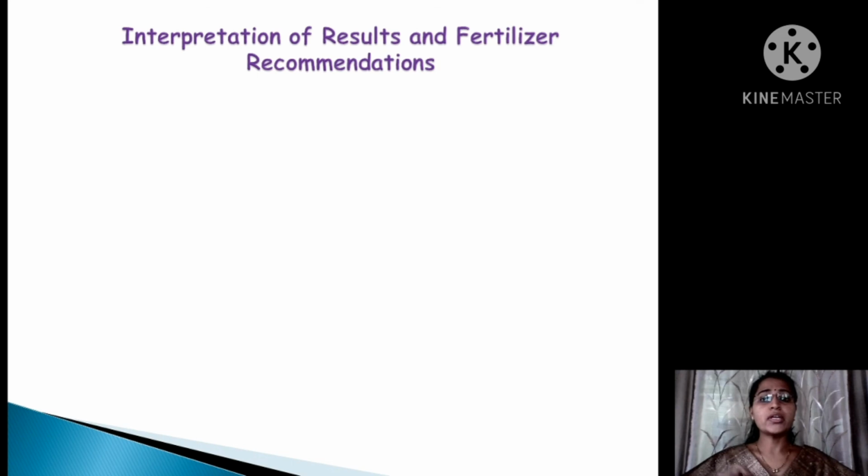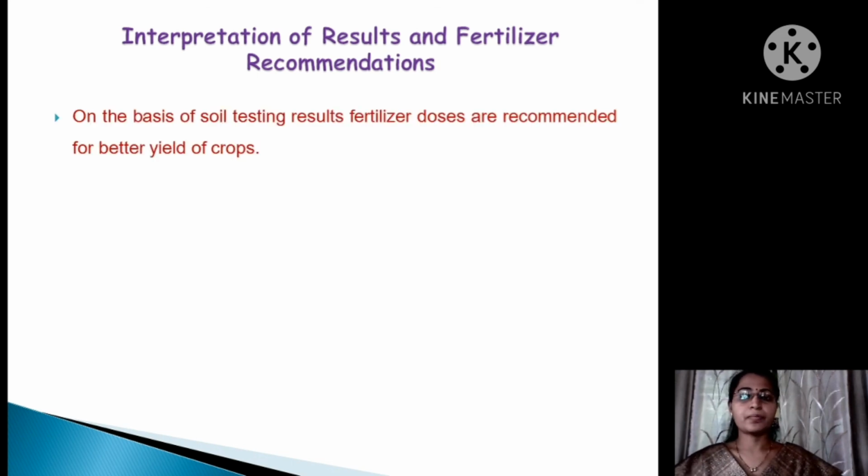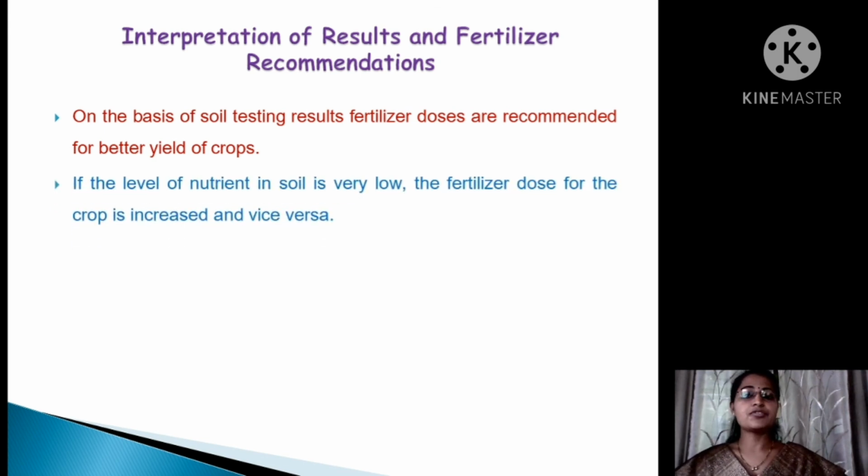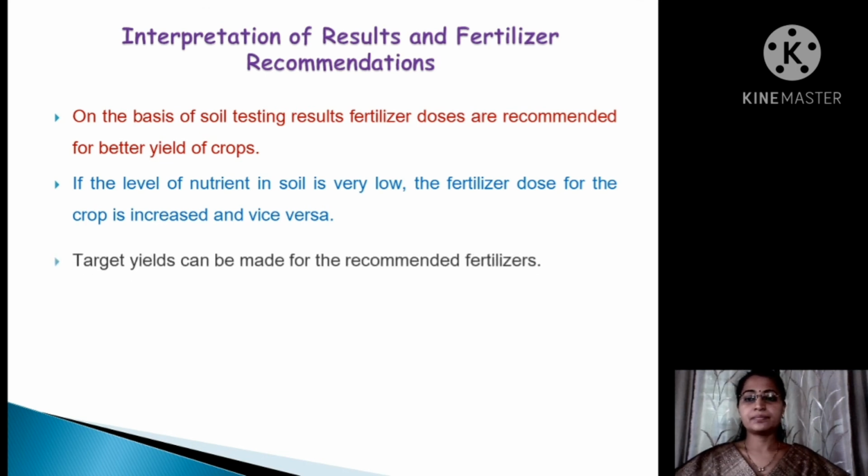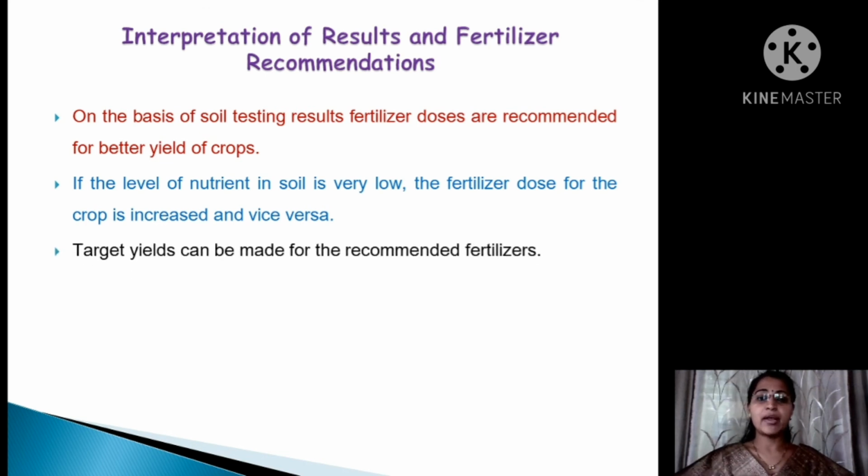Then we go for interpretation of results and fertilizer recommendations. On the basis of soil testing results, fertilizer doses are recommended for better yield of crops. If the level of nutrient in soil is very low, the fertilizer dose for the crop is increased and vice versa. Target yields can be made for the recommended fertilizers.